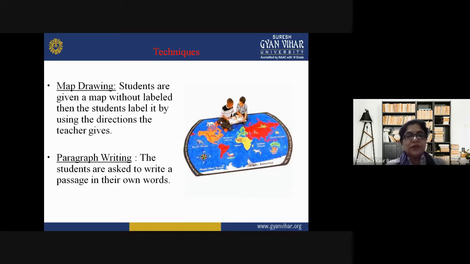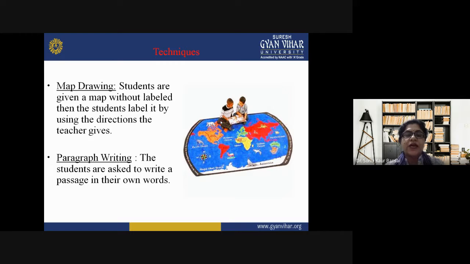Now, the next technique is map drawing. In map drawing, students are given a map without labels, then the students label it by using the directions the teacher gives. So the diagrams are being drawn by the students and have to be labeled. And if they are drawing any map, then it has to be labeled properly, physically, geographically, whatever is the purpose, the teacher must make it clear.